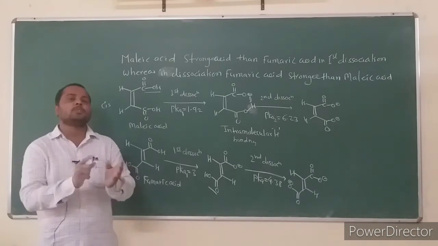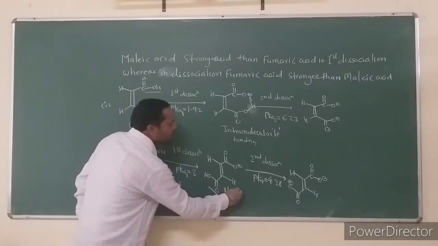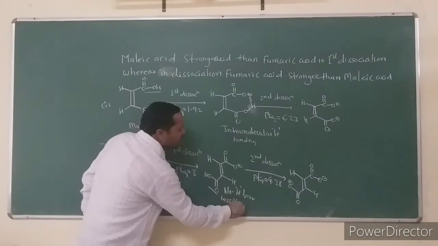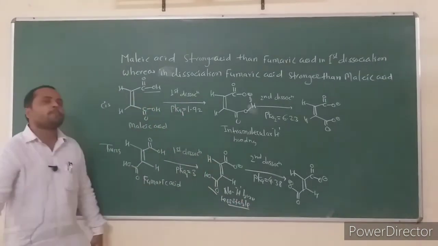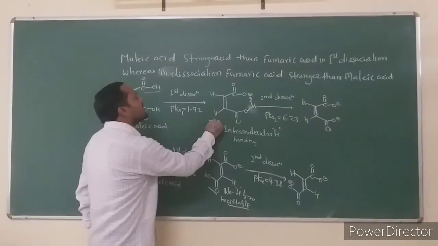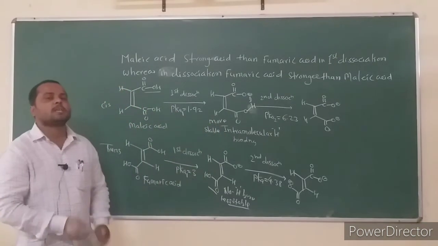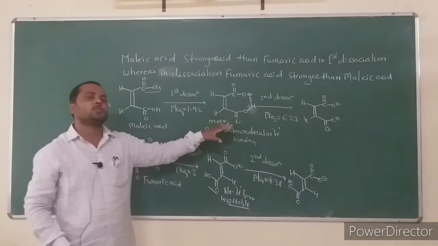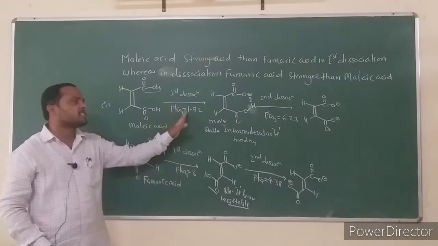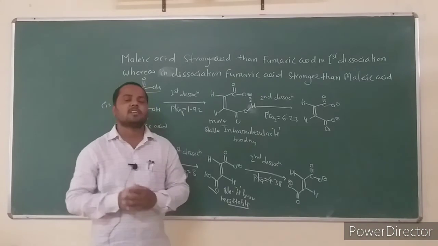They are anti to each other, opposite to each other, and there is no hydrogen bonding. Due to this reason, it is less stable. The conjugate base of fumaric acid after the first dissociation is less stable, but due to intramolecular hydrogen bonding, the conjugate base of malic acid is more stable. Due to the greater stability of its conjugate base, malic acid is a stronger acid than fumaric acid after the first dissociation. But what happens in second dissociation?